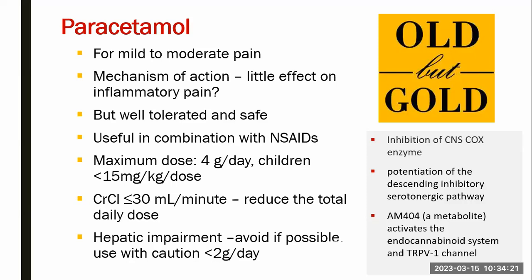But remember, the maximum daily dose should not exceed 4 grams in adults. And if there is renal impairment, particularly stage 4 onwards, we would reduce the daily dose and increase the dosing interval. And in hepatic impairment, again, we'll try and avoid it. But if we have to use it, we will keep the daily dose to just 2 grams.